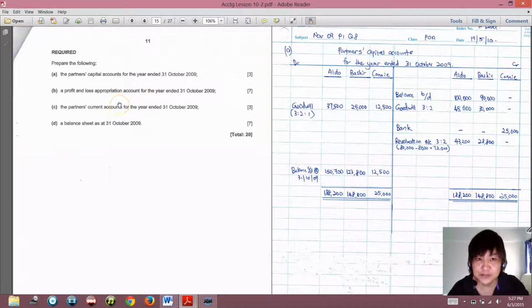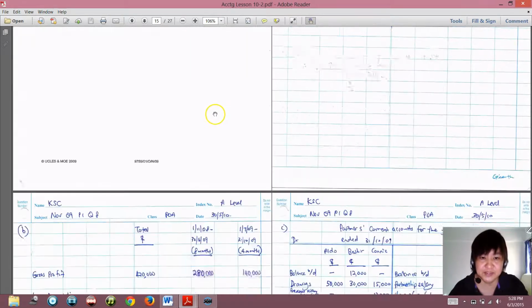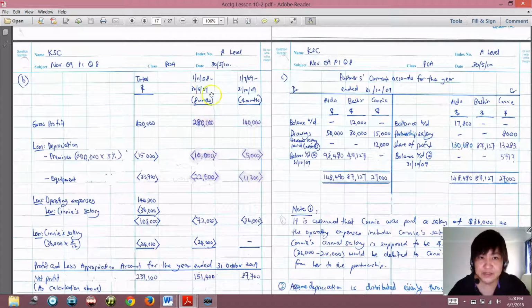And then part B of the question says profit and loss appropriation account. That means the profit and loss sharing account. The appropriation means the sharing, the distribution account for the year ended 31 October 2009. Okay, there are 2 periods in the question, so there is quite a different story in these 2 periods. Like what I said, from 1 November 2008 to 30 June 2009, the two partners in the company are Aldo and Bashir. So you draw the 2 columns first. And then from 1 July 2009, Connie joined the partnership until the end of the year, 31 October 2009. Sorry, here you should put a dollar sign, underline. Okay, I forgot. So this is 8 months and this is 4 months. And then you should put a total column here, with a dollar sign.